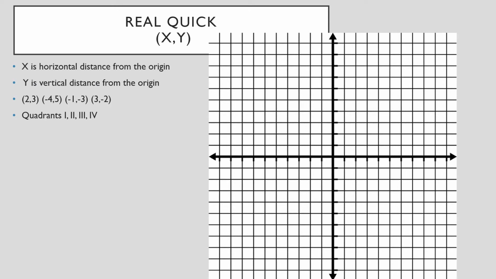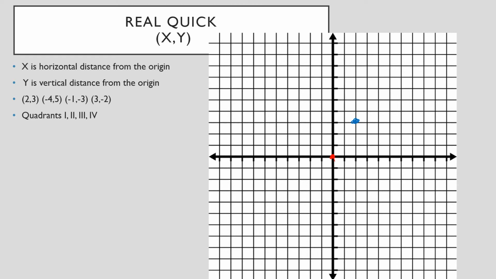Let's just remember how to plot points, make sure we're all on the same page. So remember, x is the horizontal distance from the origin, so I'm putting a red dot. That's the origin, (0, 0). For this coordinate, x is the horizontal and y is the vertical, always. So for (2, 3), that first one there, I would go to the right 2, and then I would go up 3. So I would end up right there.